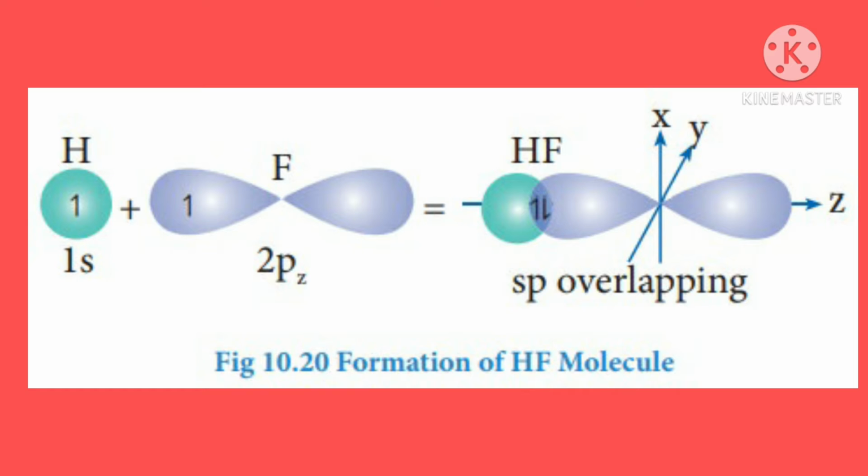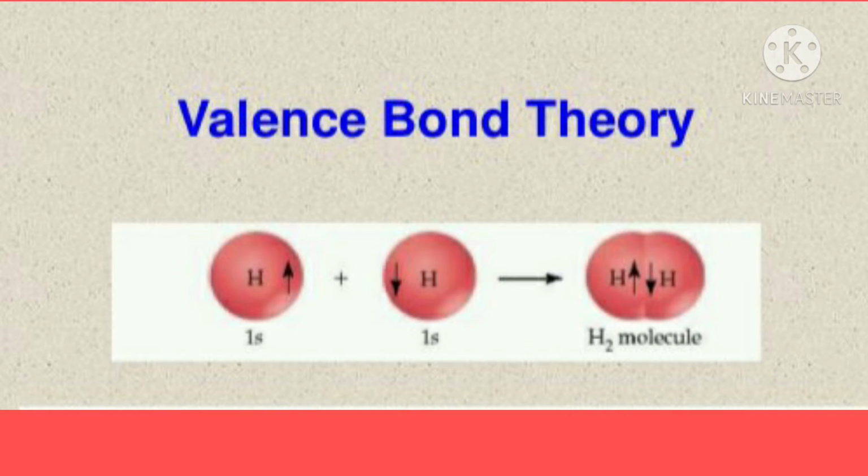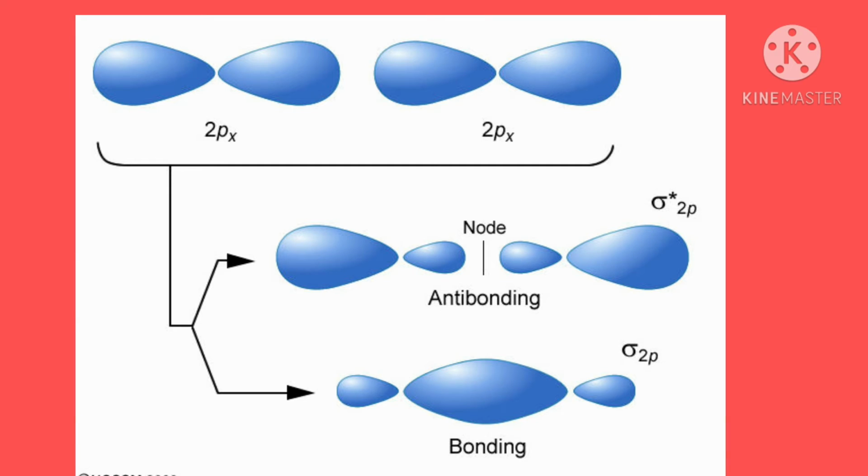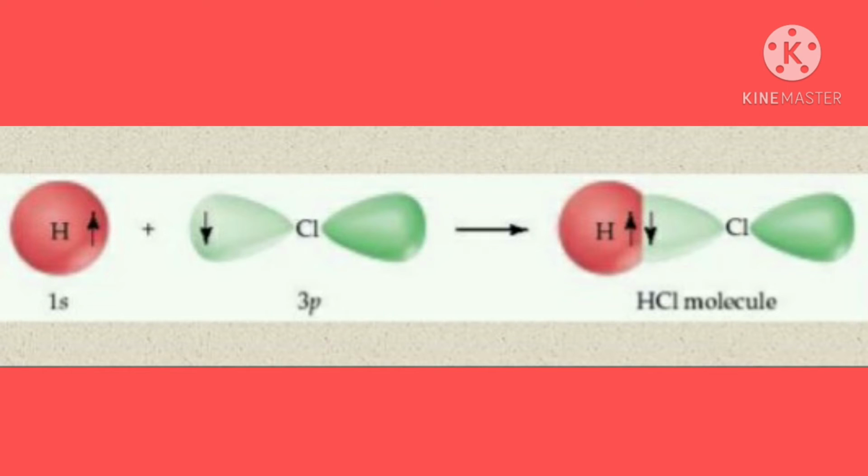Let us have a quick view of the three overlappings. ss overlapping means the overlapping occurs between two s orbitals. pp overlapping means the overlapping occurs between any two p orbitals. And sp overlapping means the overlapping occurs between s and p orbitals.